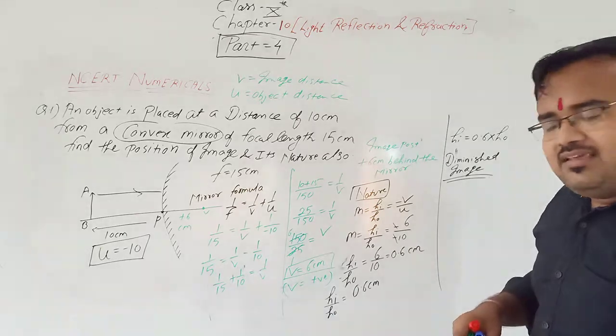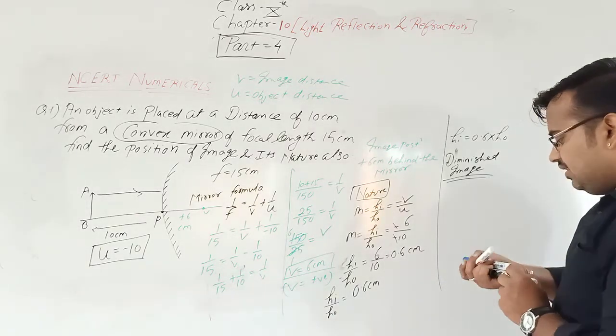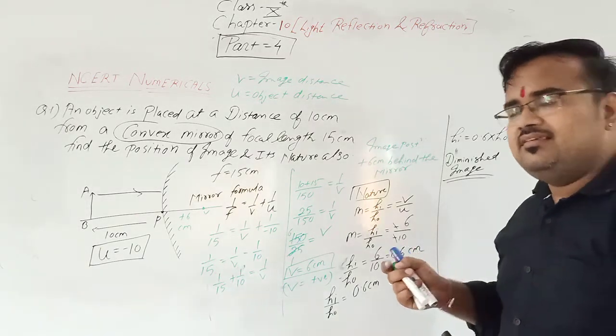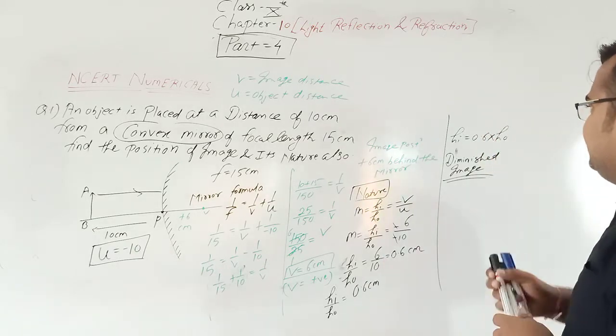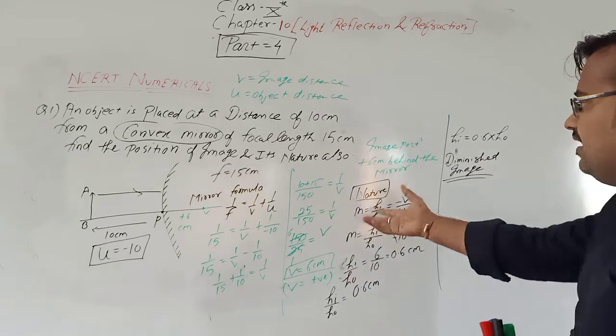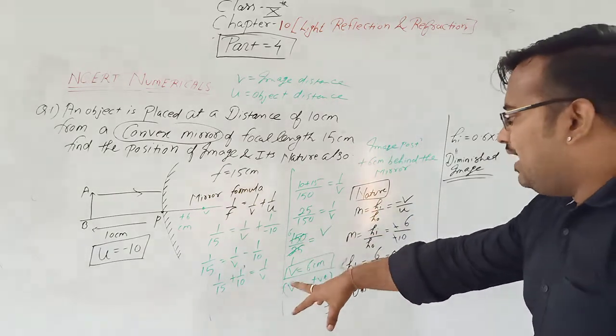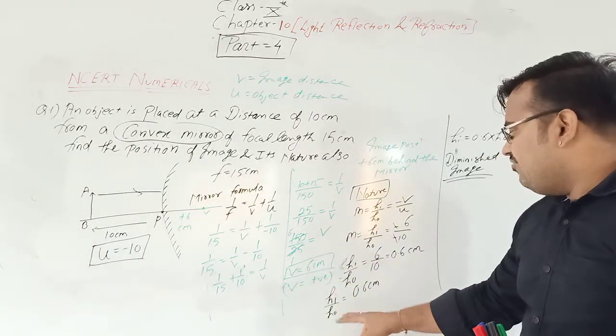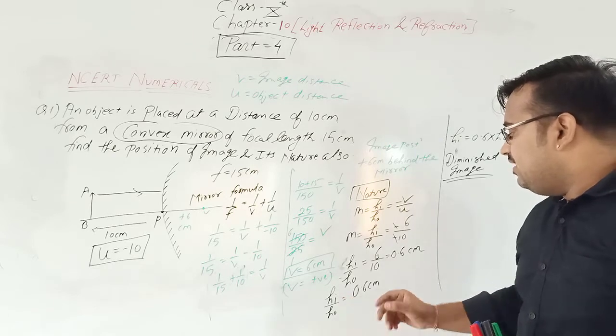Okay? Diminished image is formed. Clear? Image is diminished. This is the size of image. Size of image is diminished. Clear? So this is the calculation part. V is plus. Height of image. Now see.